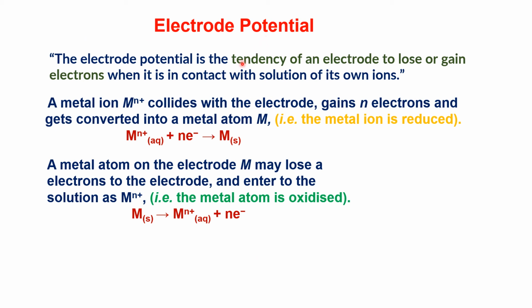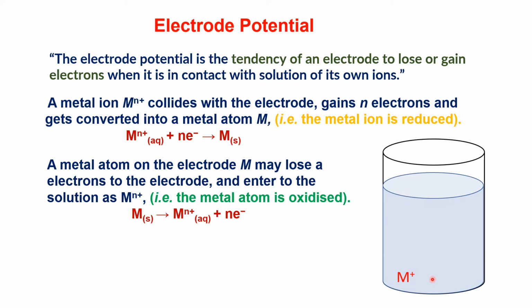Electrode potential is the tendency of an electrode to lose or gain electrons when it is in contact with a solution of its own ions. If we take M+ as an electrolytic solution, an electrode M is dipped into it. So here two phenomena will take place, loss or gain of electrons. The M+ will collide with the surface of the electrode and gain an electron at the surface of the electrode, and it will become M solid, or M in neutral form.